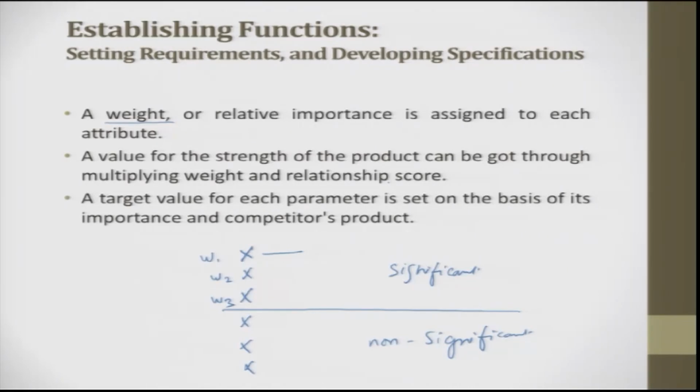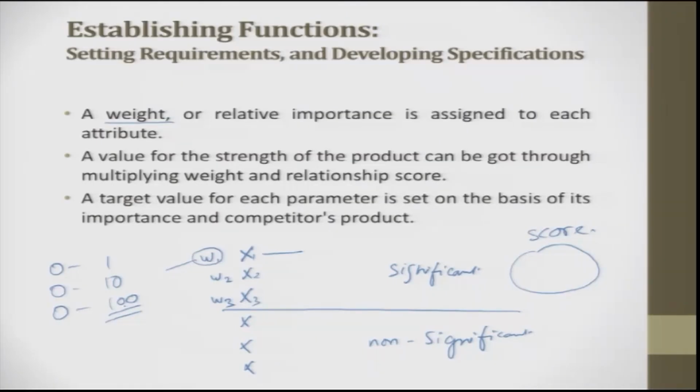So, basically what we are trying to do is multiply with x1, x2, x3, and then you try to have a final score here. And then from that score you try to find out what the importance is. Generally when we give weightages, they can be given 0 to 1, 0 to 10, or 0 to 100. The larger the weightage number, the more demarcation you can show. The target value of each parameter is set on the basis of the importance and the competitor's product.